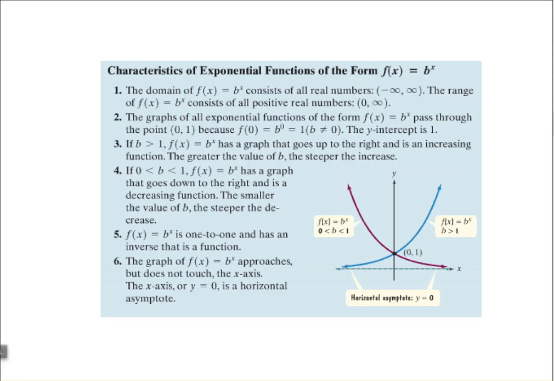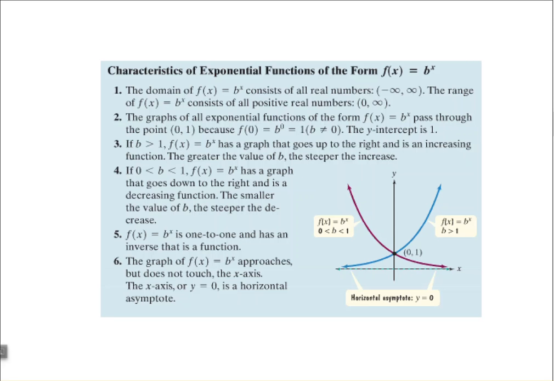All right, the graphs of all exponential functions of the form f of x equals b to the power of x pass through the point (0, 1), because remember, anything to the power of 0 equals 1, and it has a y-intercept of 1. If the base is greater than 1, then the graph goes up and to the right as it's increasing and gets steeper. If the base is between 0 and 1, so if it's a fraction or a decimal, then the graph goes down and to the left.